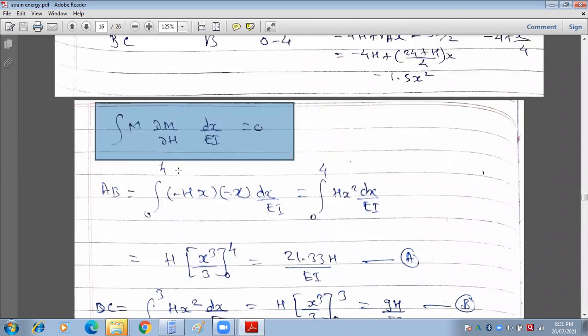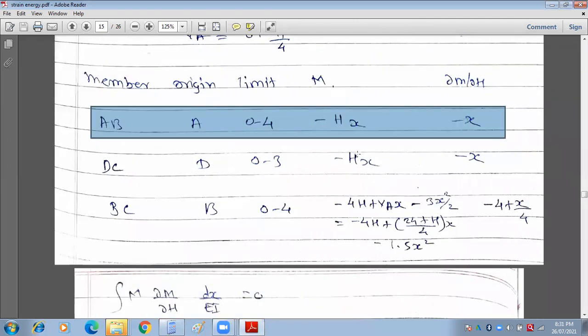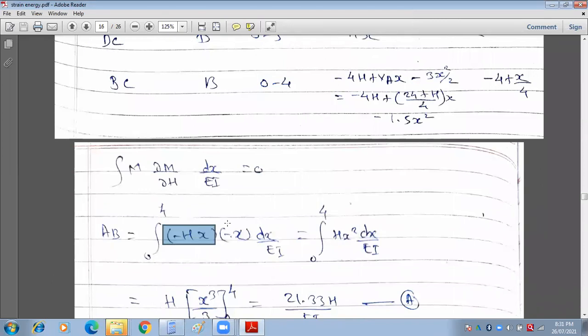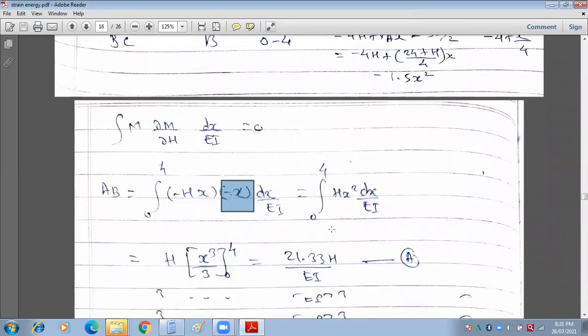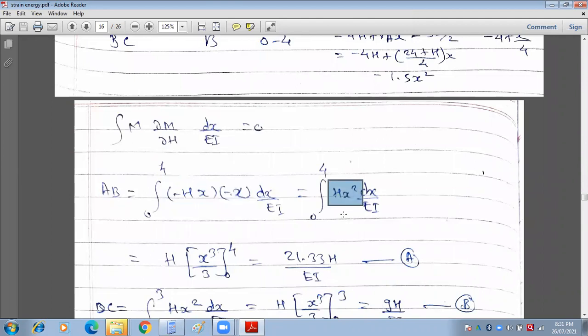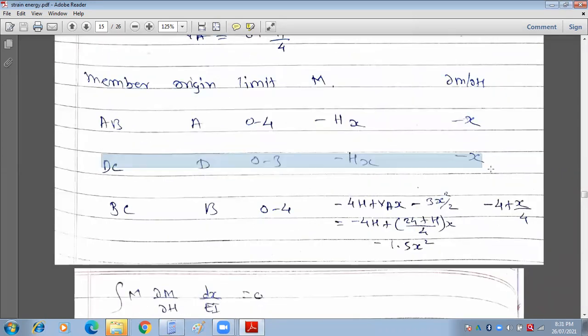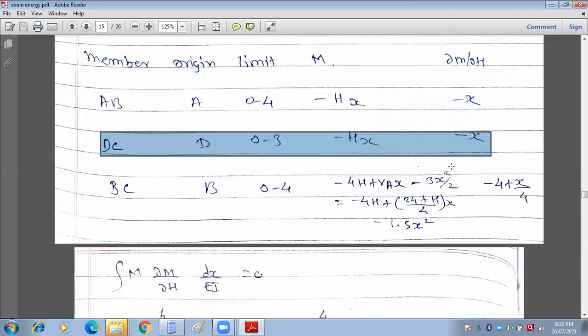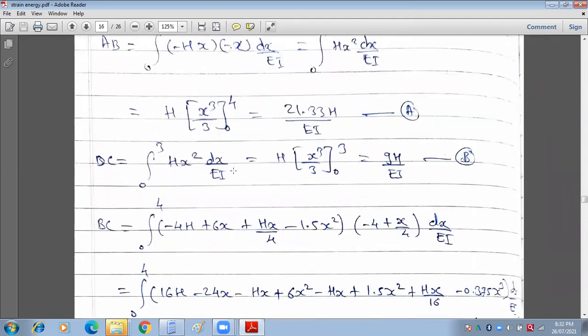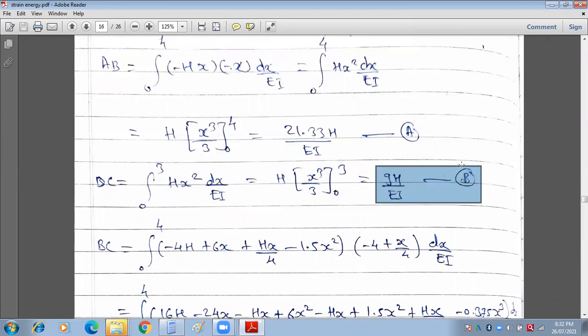Now from this moment and its partial derivative, we get the equation according to Castigliano's second theorem. For portion AB, the moment is minus H into X and the partial derivative is minus X. The simplification is H X square, and the integration will be X cube upon 3. Put the limit 0 to 4 and you get equation A, that is 21.33 H upon EI. Similarly for the DC portion, the values are the same, only the limit is changing, so the equation will be 9H upon EI, equation B.